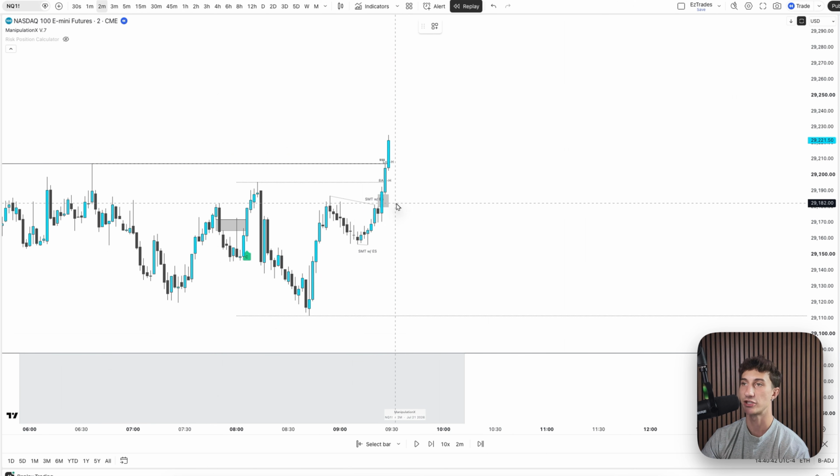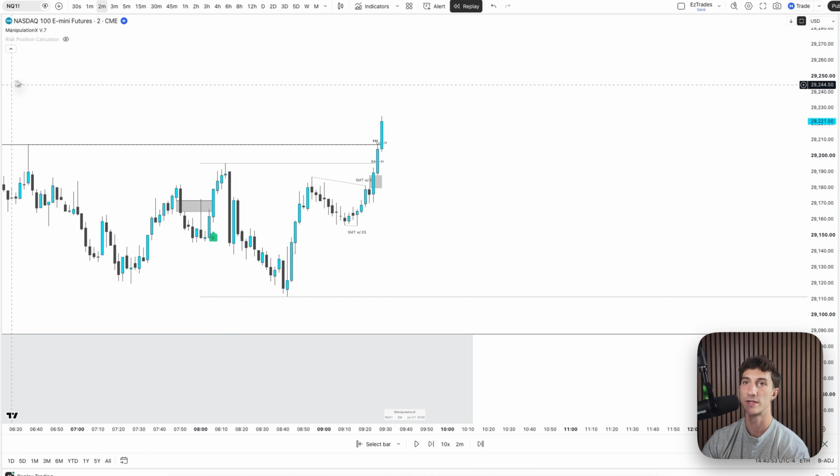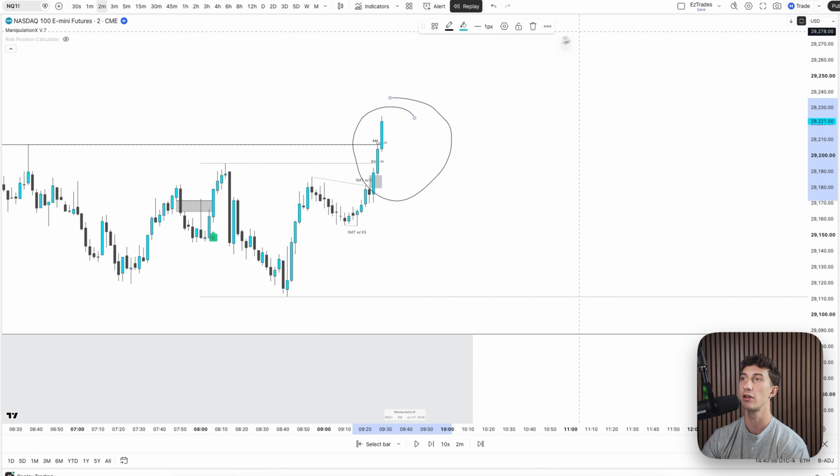However, if I am bearish, I would like to see price sweep out this London high, take out this 8 a.m. high into a V-shaped reversal back down towards this 8 a.m. low. So we see that the market opens up high, which means I am immediately looking for shorts, okay?